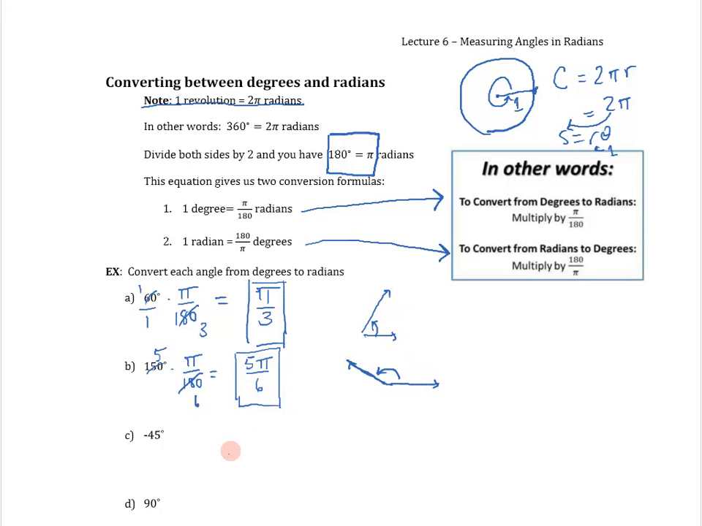All right, what about negative 45 degrees? What happens when they have a negative? Well, clearly you're still going to multiply by pi over 180, but now because it's negative, you're going to end up with a negative number of radians. In this case, 45 goes into 180 4 times, so you end up with negative pi over 4 radians. And last of all, let's do 90 times pi over 180. 90 goes into 180 twice, so you end up with pi over 2.